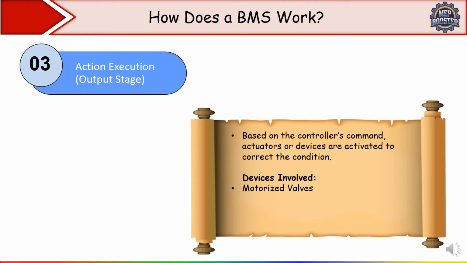So this motorized valve adjusts chilled water or hot water flow. Then dampers control air direction or volume. Relays and contactors start or stop pumps, lights, fans, etc. And lighting dimmers or switches. These are the devices involved here. Okay, is it clear? For example, the damper opens and fresh air starts to dilute the CO2 level in the room. This is the basic example.